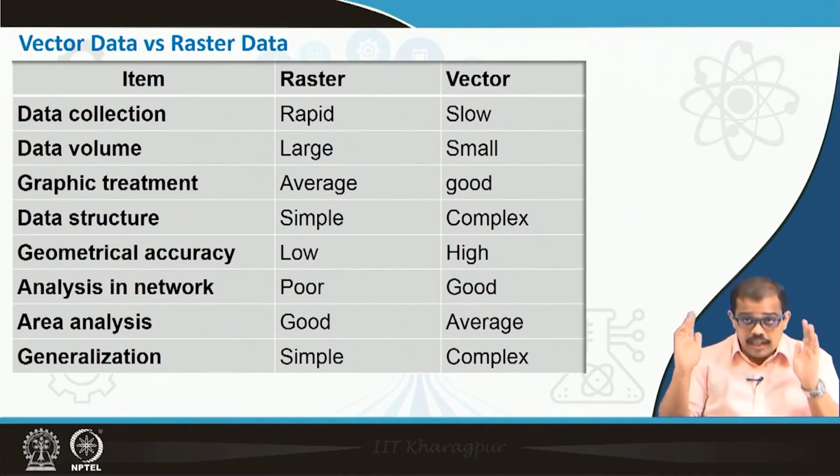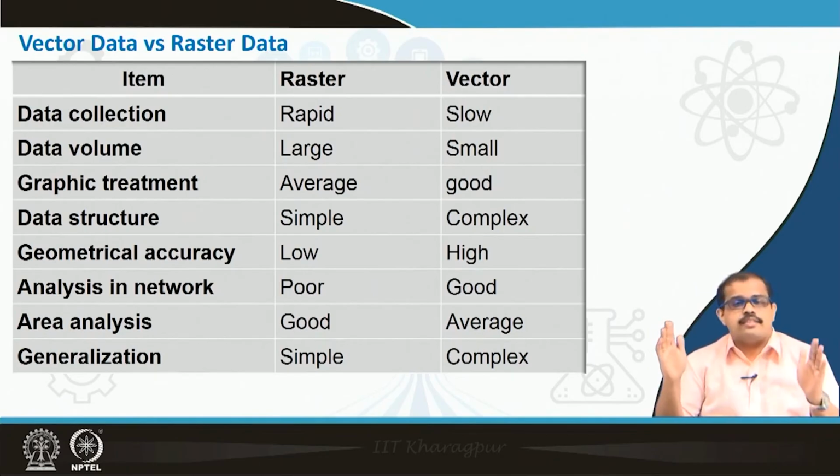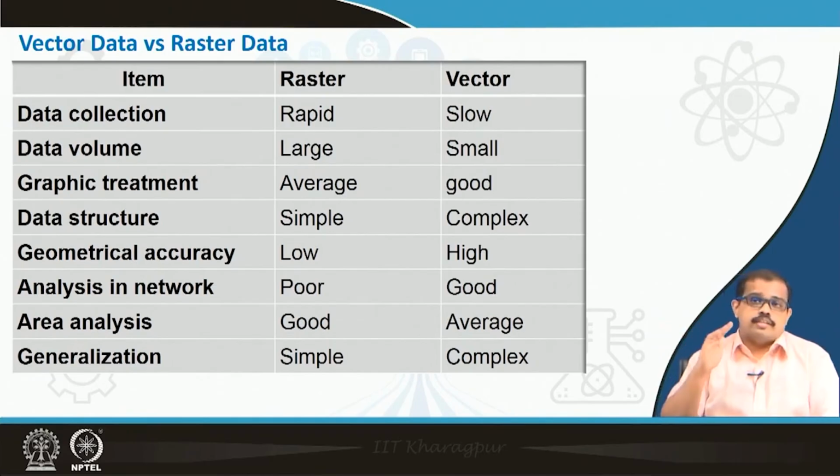But when you look at data volume, raster data has a huge volume, so the storage space required in your entire database is large, whereas vector data is quite small and quite easily storable. So, that is why you have a large amount of vector data.